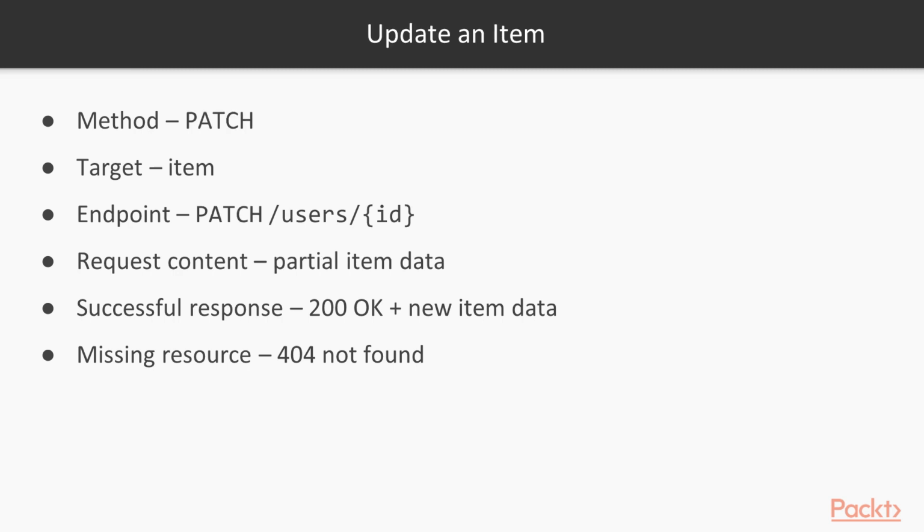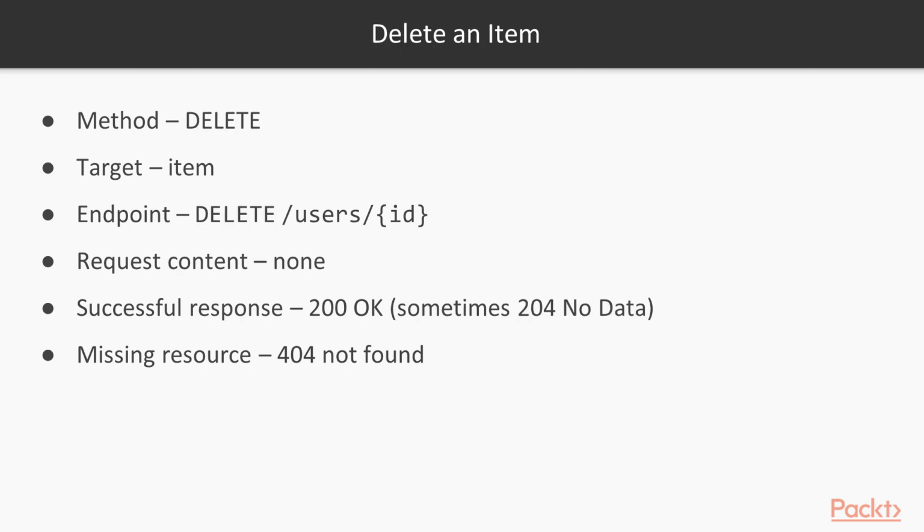To update by modifying the content, use the PATCH method with only the updated fields in the request body. As with PUT, return 200 and the new item content, and 404 if the ID is invalid. Finally, to delete an item, just use the DELETE method with no body. The API should return 200 if the operation was successful, and 404 if the ID is invalid.